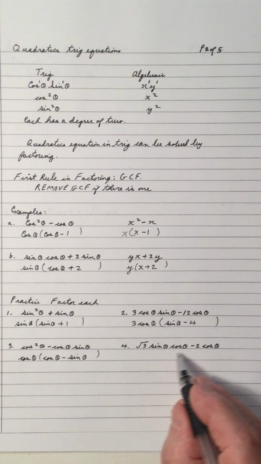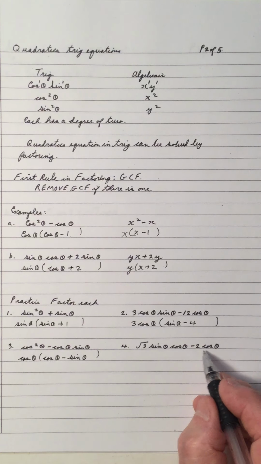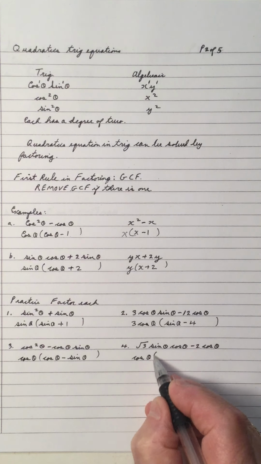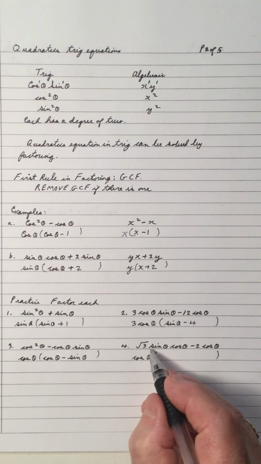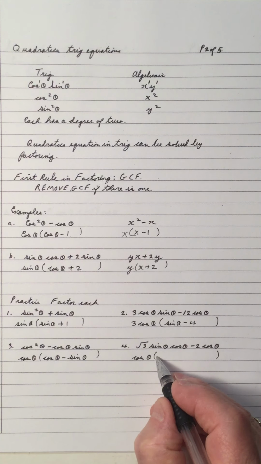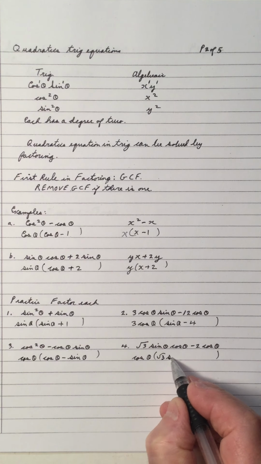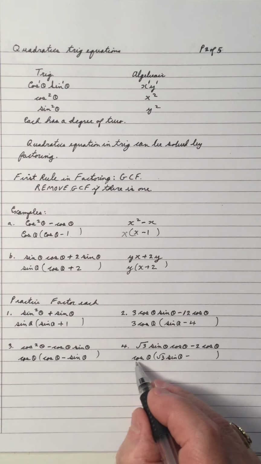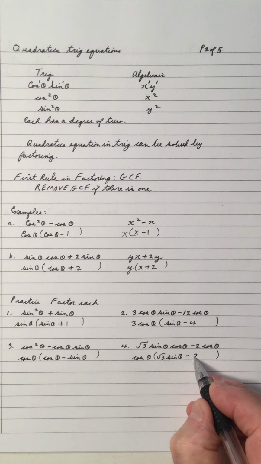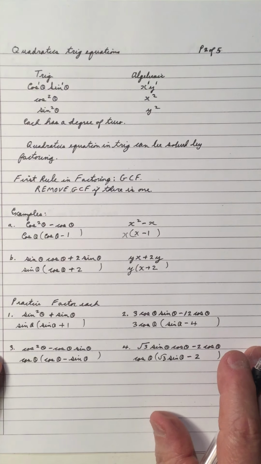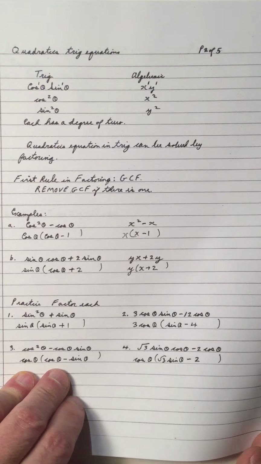Number 4, I see a cos theta is a common factor. So root 3 sine theta cos theta divided by cos is root 3 sine theta. Subtract 2 cos theta divided by cos theta is negative 2. So that's just reviewing the factoring before we start to solve equations.